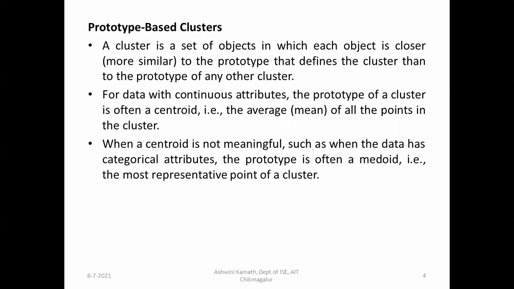When a centroid is not meaningful, that is, for example, if the data is not continuous, if we have data like yes or no, that is classification, for example. When we have the data as categorical attributes, the prototype is often a medoid. That is the most representative point of a cluster.